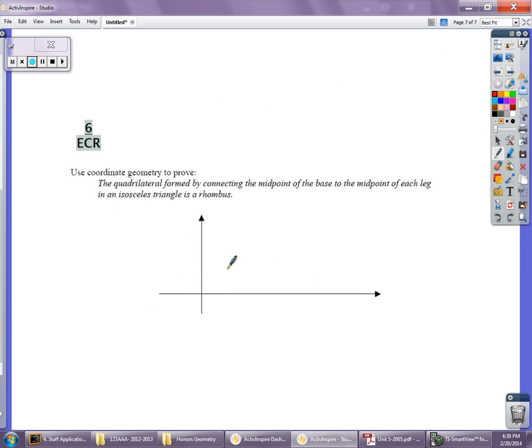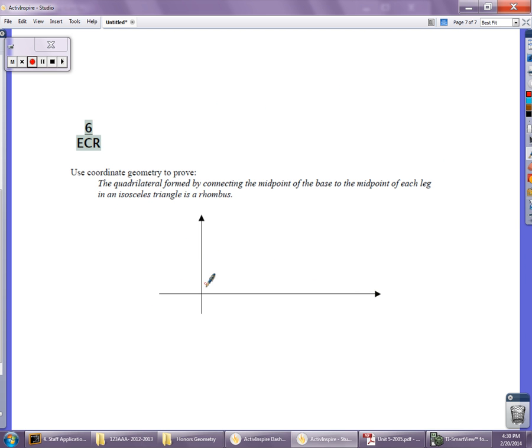And here, we've actually done one just like this. A quadrilateral formed by connecting the midpoint of the base to the midpoint of each leg, and it's an isosceles triangle. You could have done a triangle that looks like this. But I'm going to use an isosceles right triangle, that way one of my x-coordinates here is still 0, which makes it a little easier. So I'll call that 0, a. So if that's a, this one also has to be a length of a.